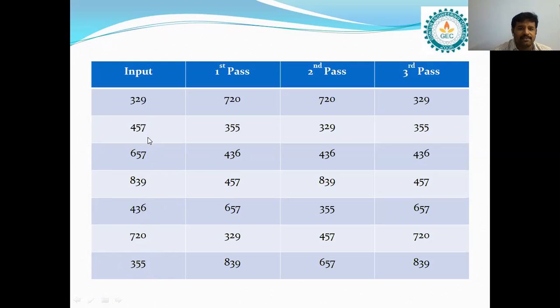But there are two elements with 7. Among these two, which one is smaller? 457 is smaller, so it is written first, and after that 657 is written. After that, the next smallest digit is 9. It is located in two elements, 329 and 839. Among these two, 329 is the smaller, so we write 329 first and then 839. So based upon the values at the ones position, we can sort the elements like this.